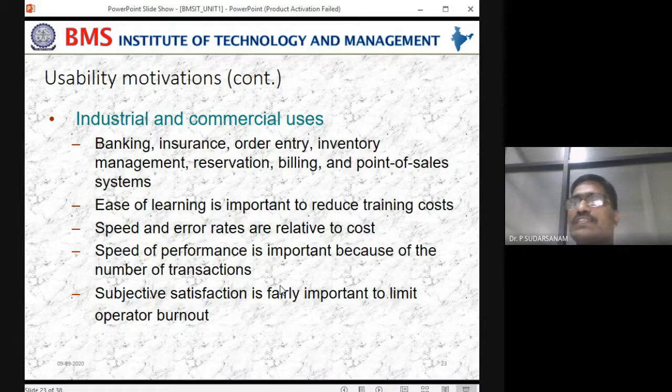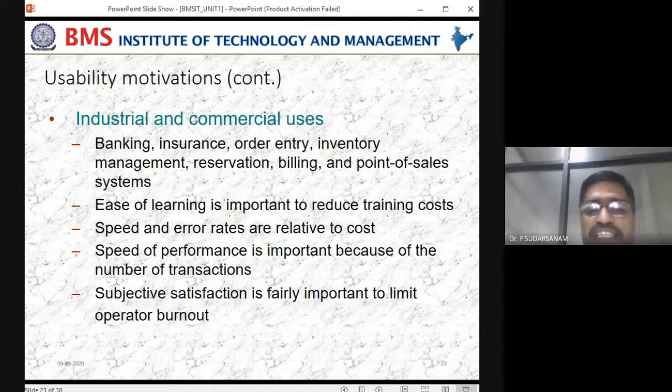So in that case, if it is manual, it is a bit difficult. That is the reason they have done computerization. Once you do that, automatically performance will increase. Speed of performance is important because of the number of transactions. Even if the number of transactions is more, the speed will automatically go up.